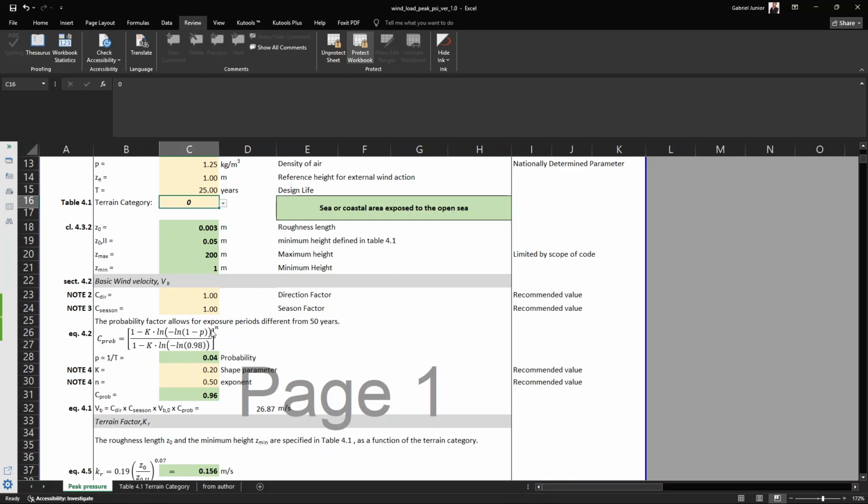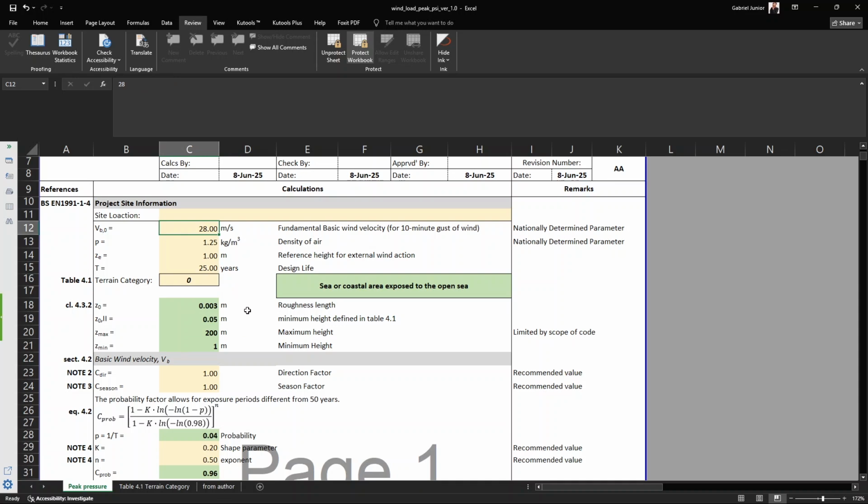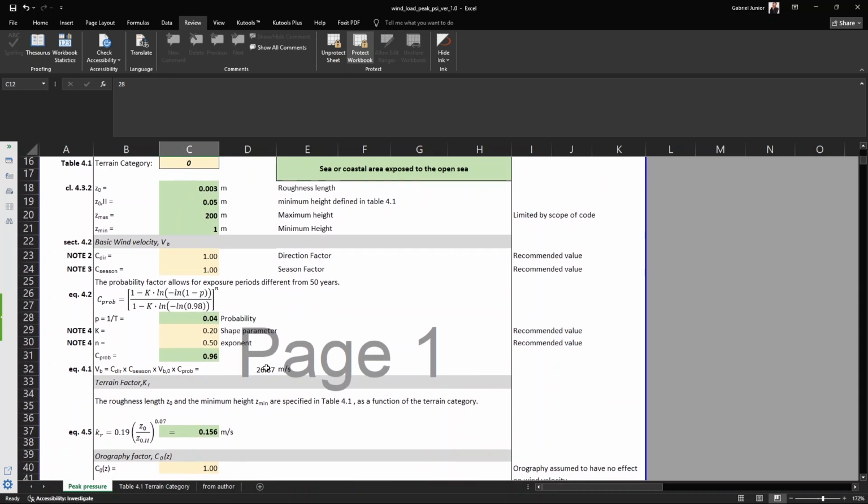So ideally, Eurocodes' coefficients are modeled for a 50 years design life. So if I were to give these 50 years, you'll note that the probability coefficient is 1. So that is what is commonly used, but for our case we want to use 25 years. Now these coefficients, that is direction, season, and probability factor, are the ones used to correct the fundamental basic wind velocity into the basic wind velocity, as you'll see here. So you've moved from 28 meters per second in our case here to 26, so it's been dropped down.